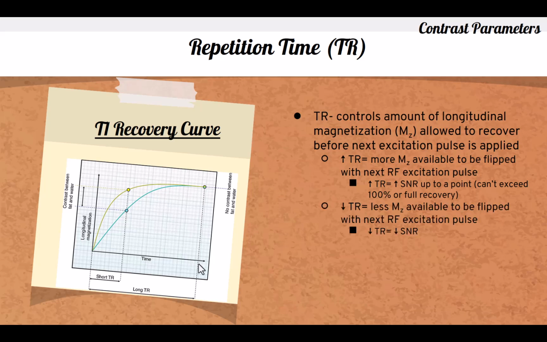With a short TR, you're going to have less longitudinal magnetization available to be flipped with the next RF excitation pulse. So with short TRs, you can see here both fat and water are only allowed to recover partially, so when the next RF pulse comes along, smaller vectors of those tissues will be flipped into the transverse plane and less signal. So you can see the relationship here. As you have a shorter TR, you're going to have less SNR. The trade-off for an increase in TR is that you're unfortunately going to increase your scan time, because there's a direct relationship between the two.